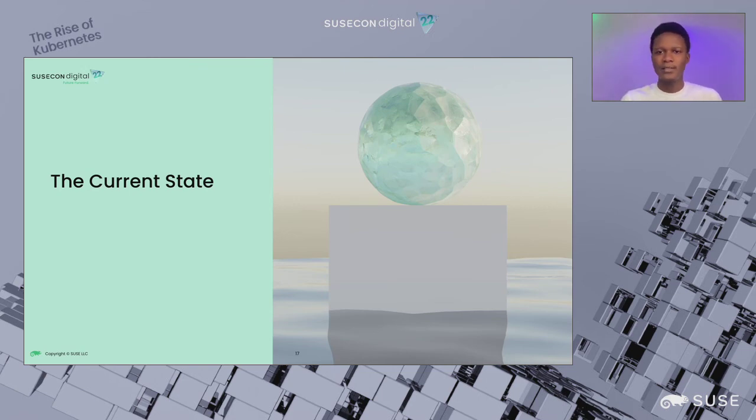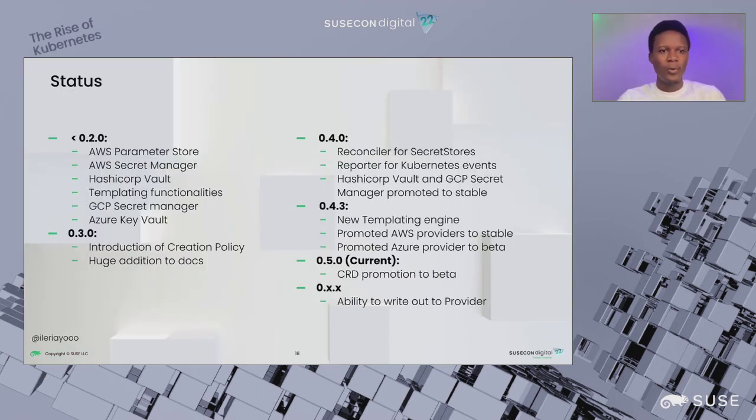And so, what's the current state of this solution? We've had a number of people adopt this solution, as we'll see in later slides. But just quickly on the current state. Prior to 0.2, we began to work on AWS Parameter Store, AWS Secrets Manager, HashiCorp Vault. Then we included, right from the early stages, templating functionalities, because it was just good to have that in place. And so Azure, GCP, the three most popular cloud providers, we put in support for that.